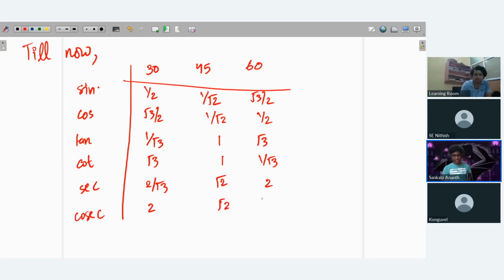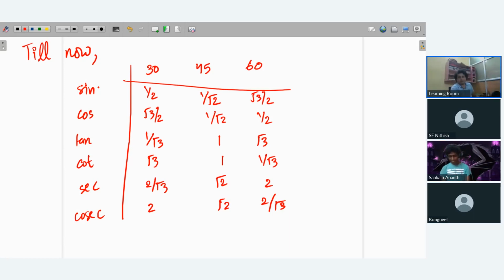Wait, what? When did we get 2? Yesterday. Like, how did we get 2? Sir, can you remember? Because sec 60 is the reciprocal of cos 60. Okay, use your brain. Don't keep it in the locker.